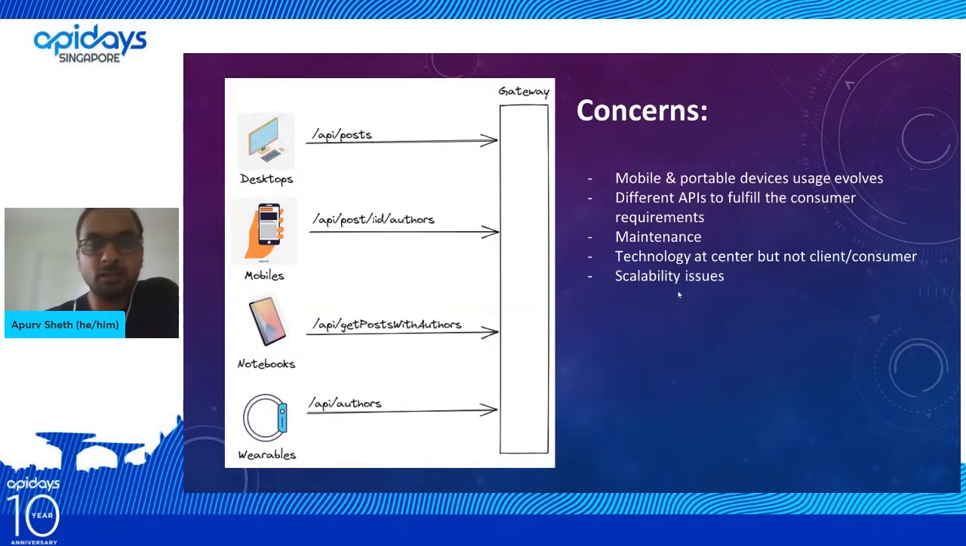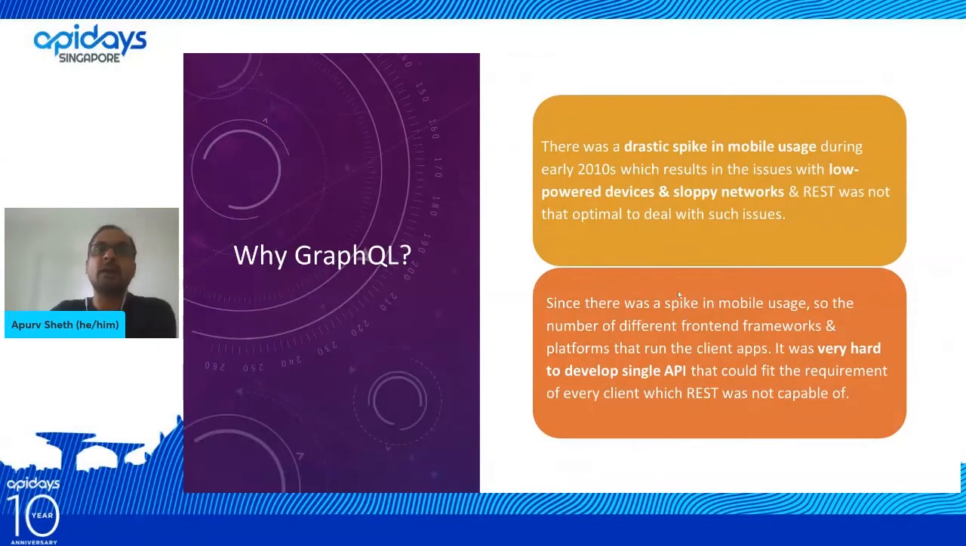So why was GraphQL introduced? Way back in 2010, there was a very drastic spike in mobile usage. If you talk in terms of 5 to 10 years back, at that point in time there was very little usage of mobile applications or mobile data. And network-wise also, we were getting very little data speed at that point in time.